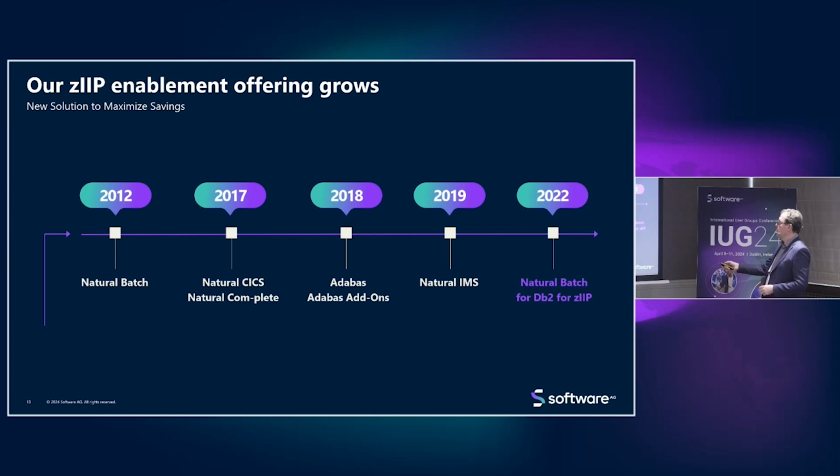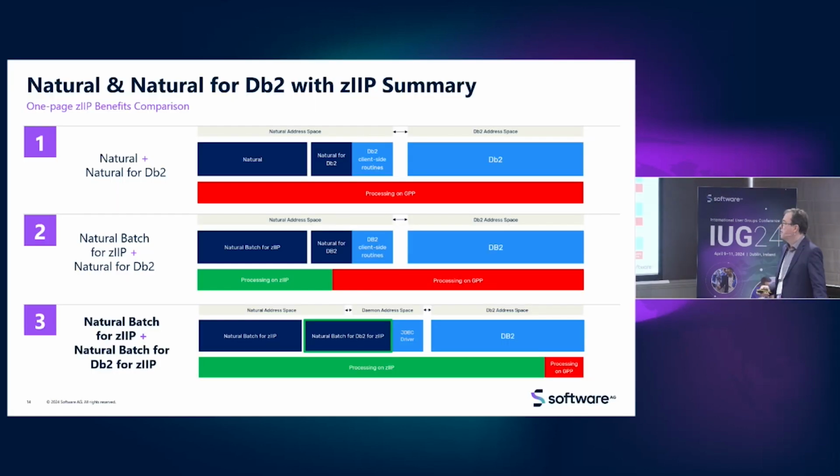And then we created Natural Batch for DB2 for zIIP. That's our new member of the family, I would say. To make a long story short, what does it do at the end of the day? This is just for you to compare what role it plays to improve the efficiency of our Natural batch with DB2 environment. So 3 setups here, 1, 2, and 3.